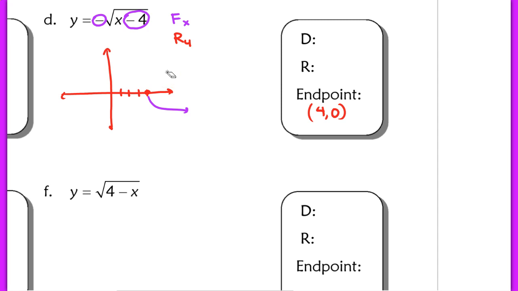And we can list our domain and our range. Now our domain of this function is going to be, again, all x values that are greater than or equal to 4. So it relates back to this value here. Our range is all y values less than or equal to 0, because this is going to go down to negative infinity. As x increases, y will decrease to negative infinity. So that's the graph for D.